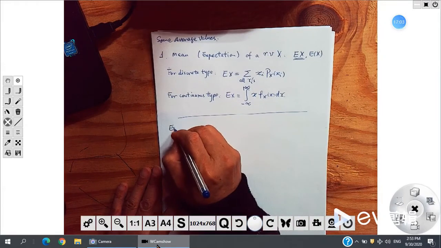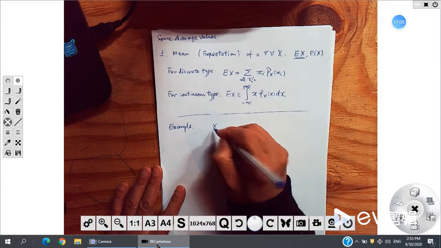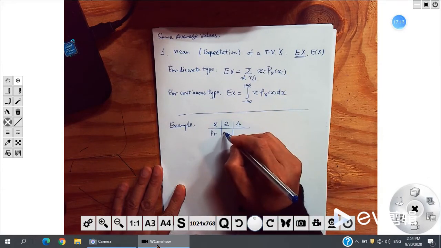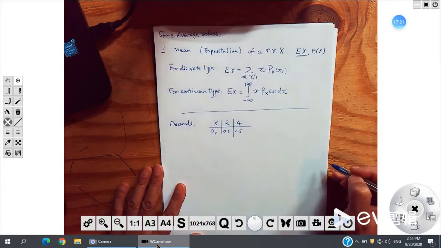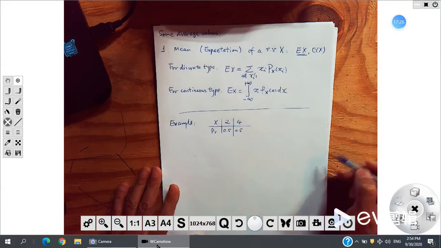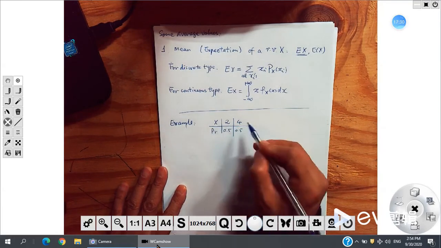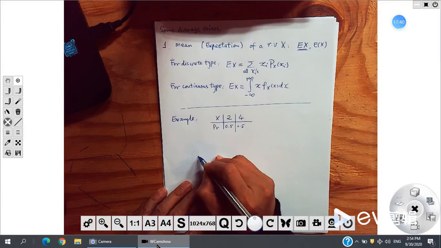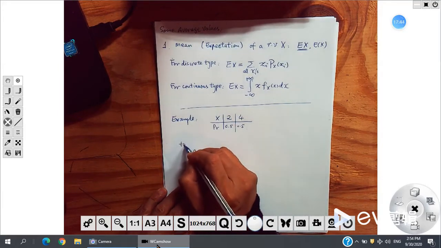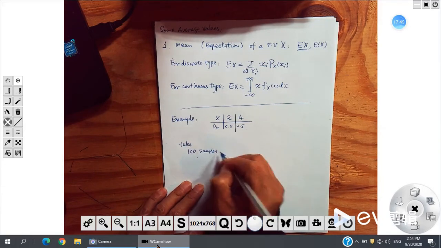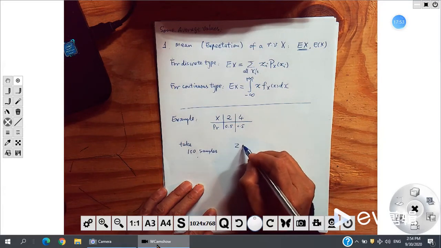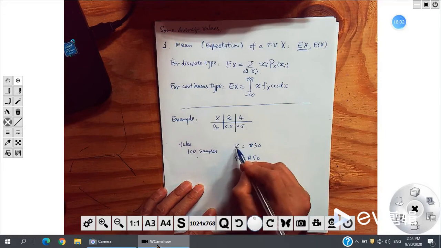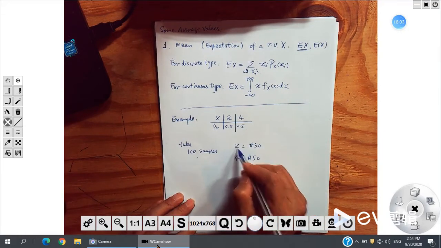I use an example to explain it. I have x, a discrete type random variable. It takes value 2 and 4 with probability half each. So what will be the average value? Sometimes you get 2, sometimes you get 4. They have equal probability, right? For example, you take 100 samples. Then we have 2 with number 50, and 4 also with number 50. So 50 samples are 2, and another 50 samples are 4.